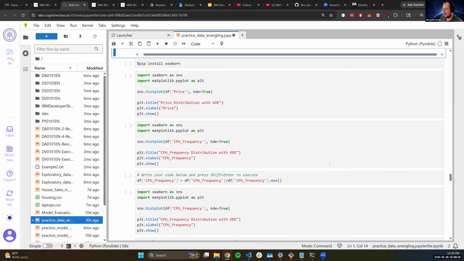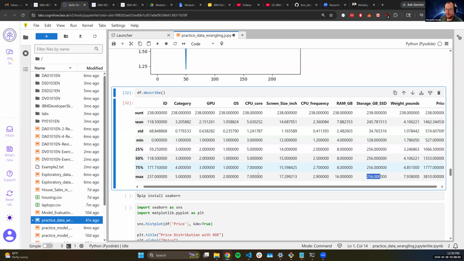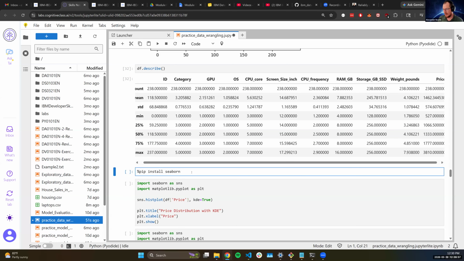Typically, you wouldn't normalize your target. So in this case, if we're trying to predict price, you wouldn't normalize it, but we may do it here just for the sake of example. But one thing we can definitely normalize is the storage. We can normalize that down to get into that 0 to 1 or -5 to 5 range that all of our other columns seem to be in.